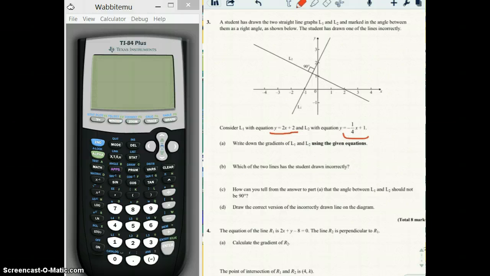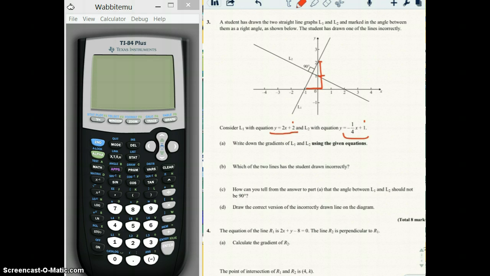For example, y equals 2x plus 2, is the y-intercept okay? Yep, 2. Y equals -1/4 x plus 1, is the y-intercept okay? Yep, it's at 1, right? So let's see, what about the slopes? Are they wrong? For L1, it's a slope of 2, which would be 2 over 1. So the rise would be 2 and the run would be 1.